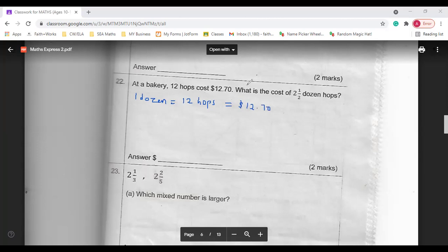Now, the question says, what is the cost of 2.5? So 2 dozen, right? Obviously, it's multiplied by 2, double the amount. So it's now 24 hops, right? And $12.70 multiplied by 2 is going to give us $25.40.